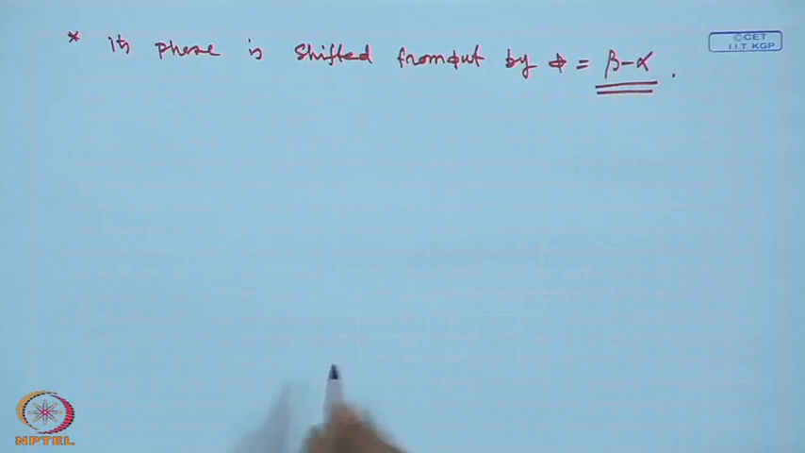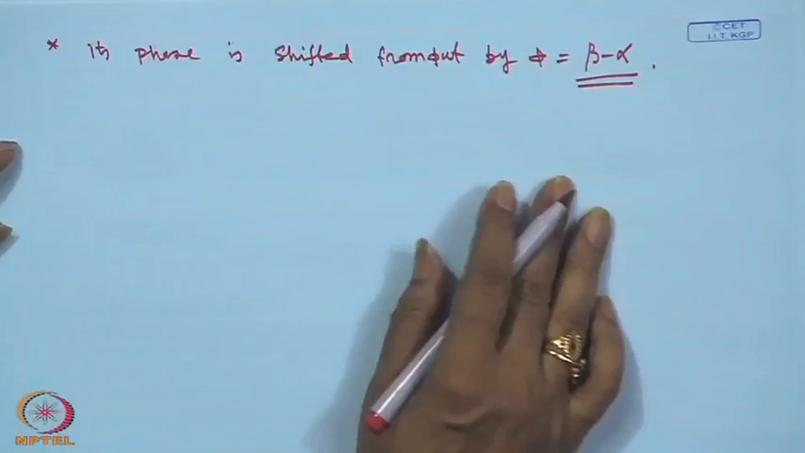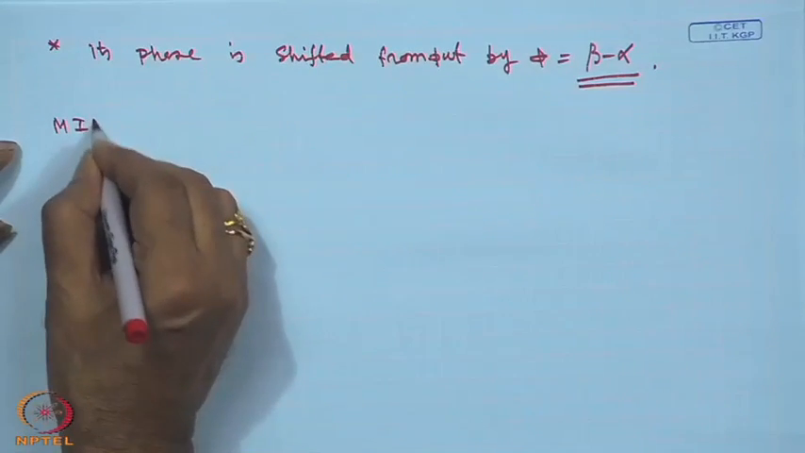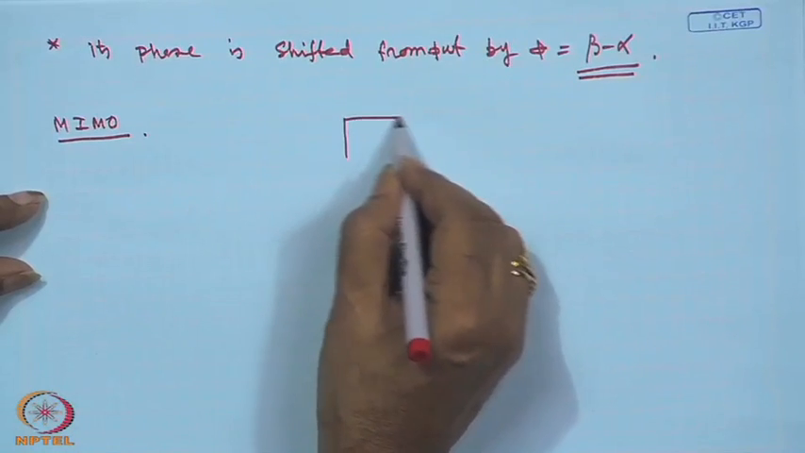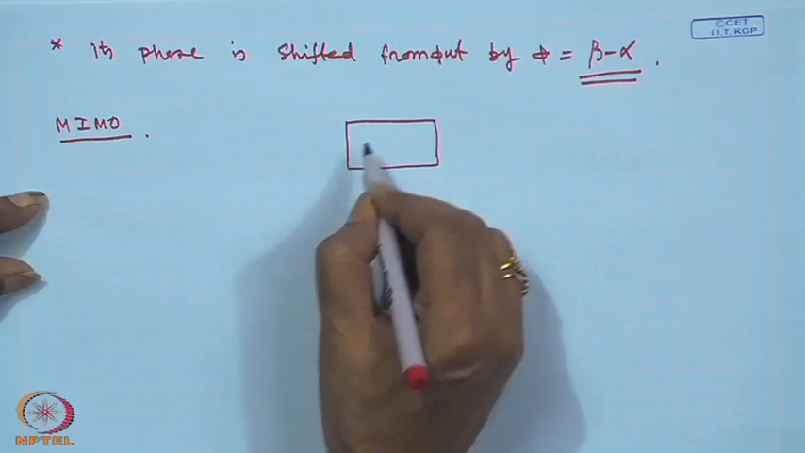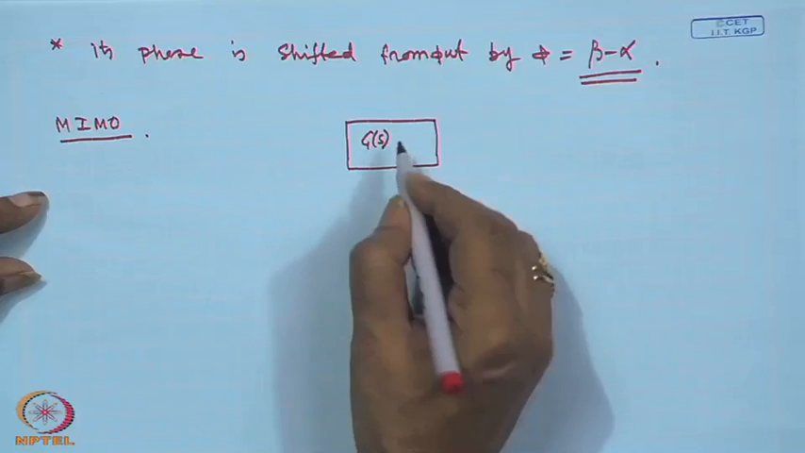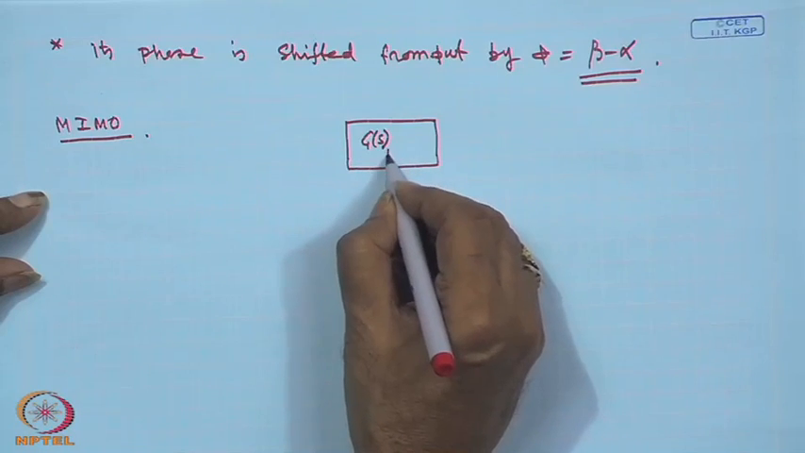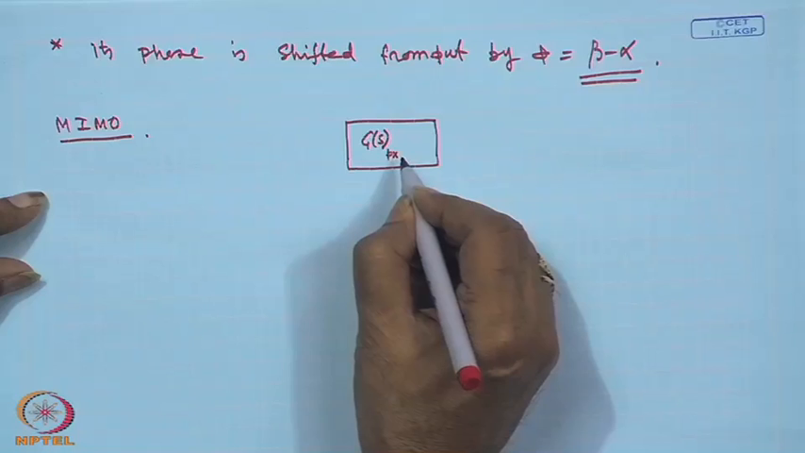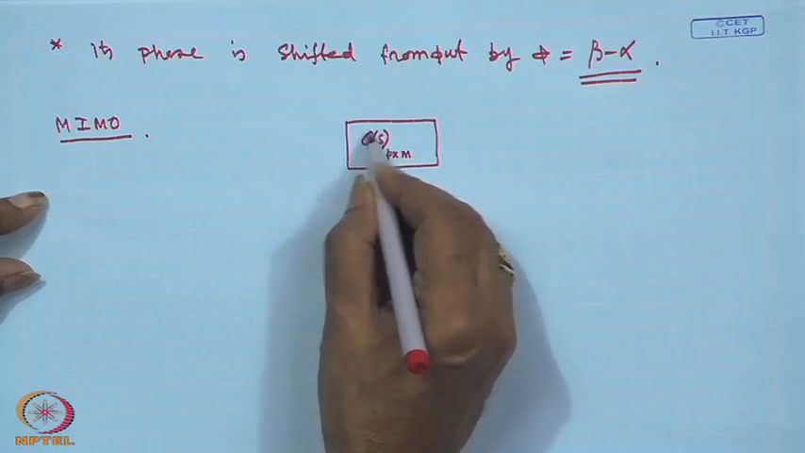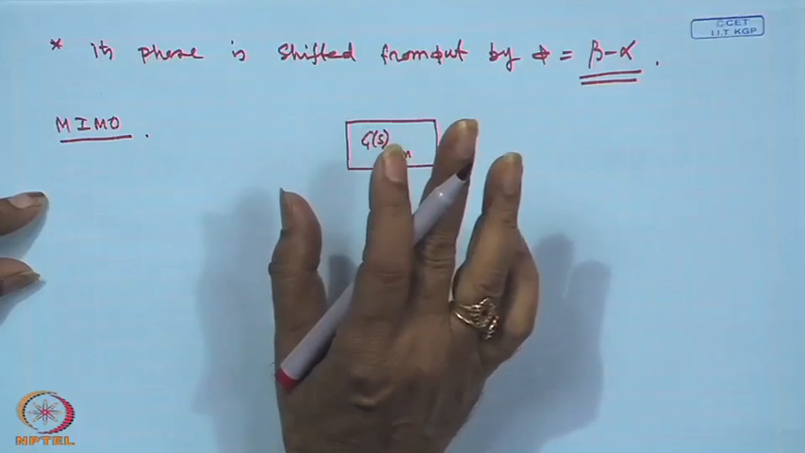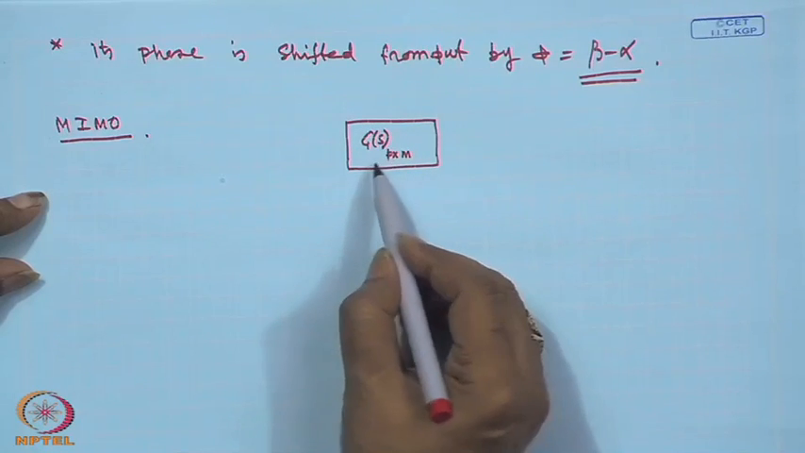Okay. Now, let us kill this system; this concept can be extended for multi input, multi output systems. So, let us scale for multi input, multi output systems. We have a system G(s), and G(s) is a multi input, multi output system. Let us call the number of outputs P and the number of inputs M. So, this is a transfer function matrix, not a transfer function only, transfer function matrix.